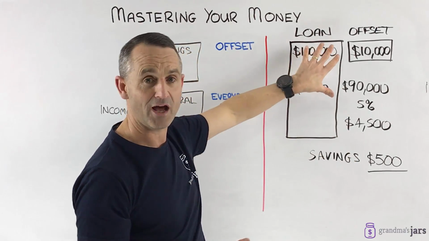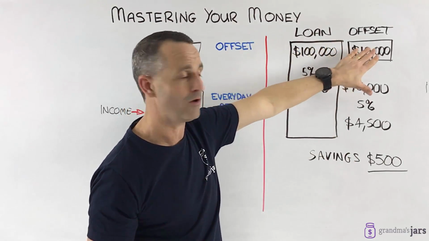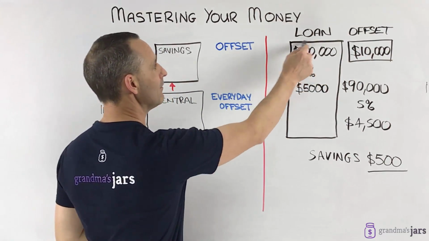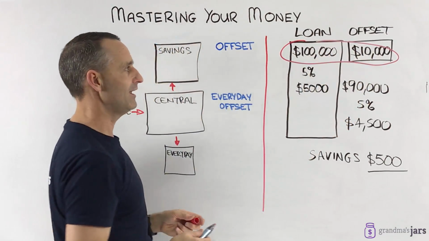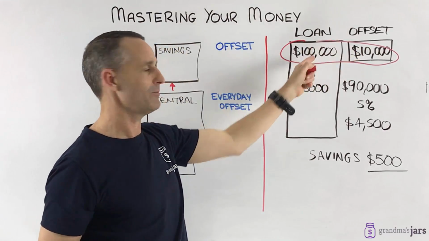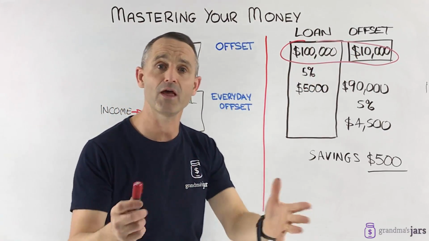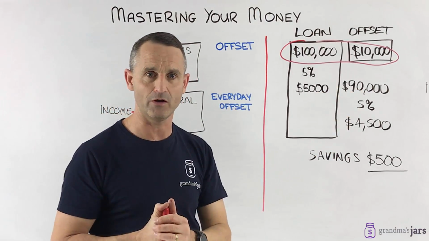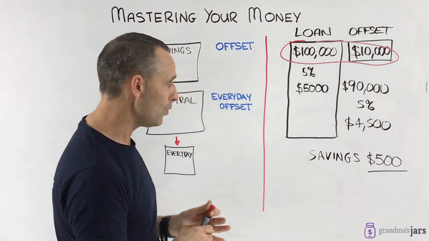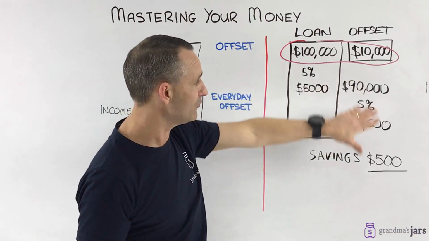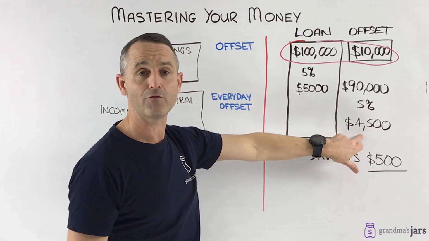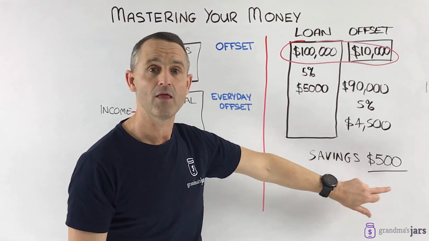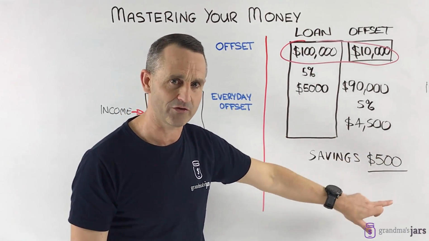I was paying it on $100,000, but because I've got $10,000 in here, the bank is basically considering this together and saying, well, that $10,000 is actually paid off the $100,000, and therefore we're only going to charge you interest on $90,000. Now, what this then does is your interest on $90,000 is only $4,500, which means that you've just saved yourself $500 in interest.